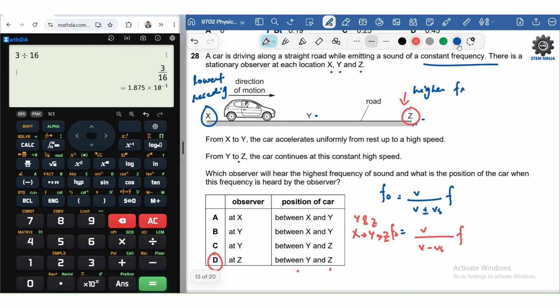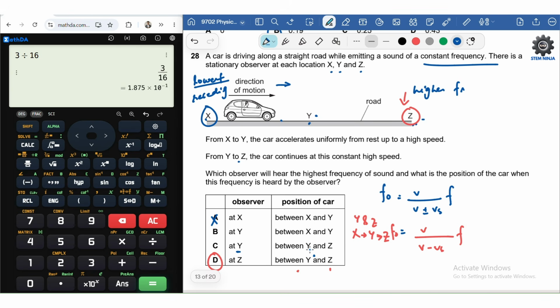Why not others? Let's look at the options. At x, you can never hear that at x because the source is receding, so it can never be that, because you will hear a lower frequency at x. At y, but the car is between x and y, so no. It will hear an increasing frequency but not the maximum because the velocity is still increasing.